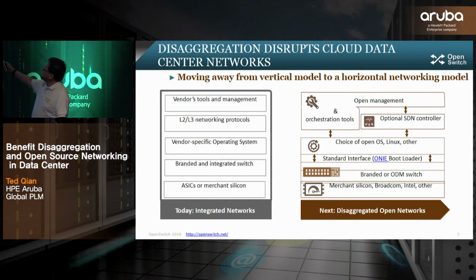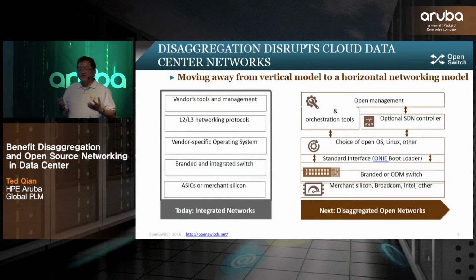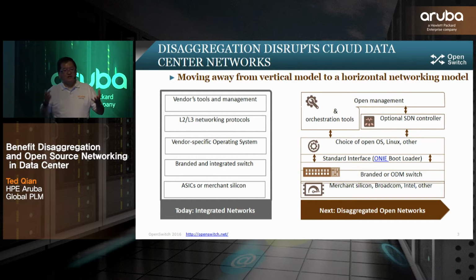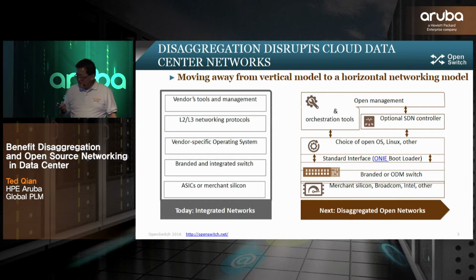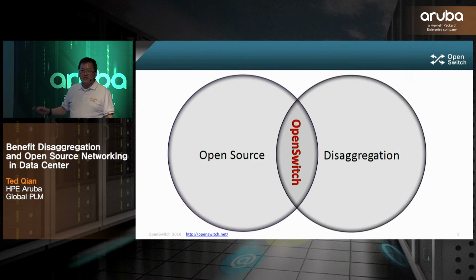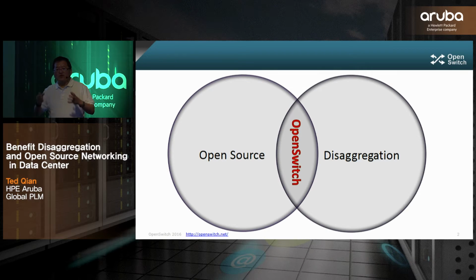And then choice of software via this thing called the ONIE bootloader. With that comes the flexibility of picking the best of breed hardware as well as the best of breed software. If I flip back to the earlier slide, you can see disaggregation in terms of choice, and open source, where all the code is available for your inspection and your contribution. So these are two different things.